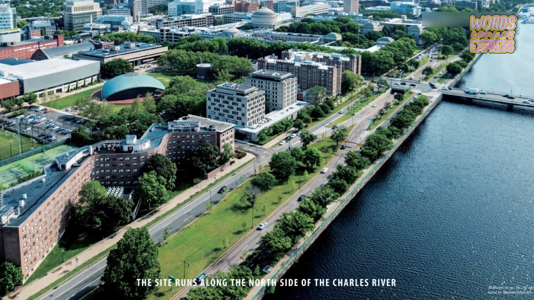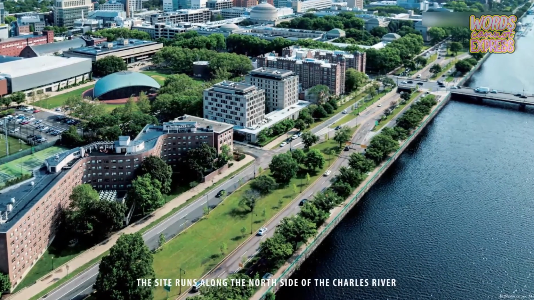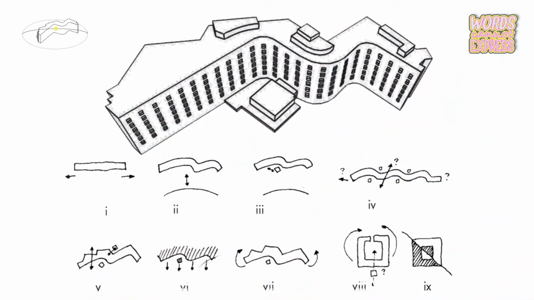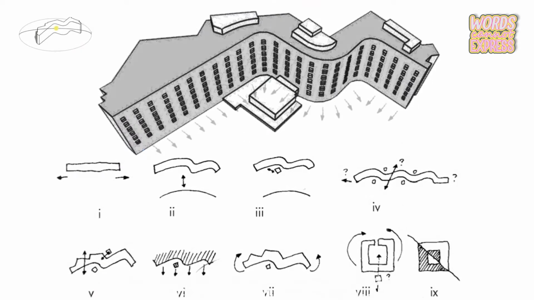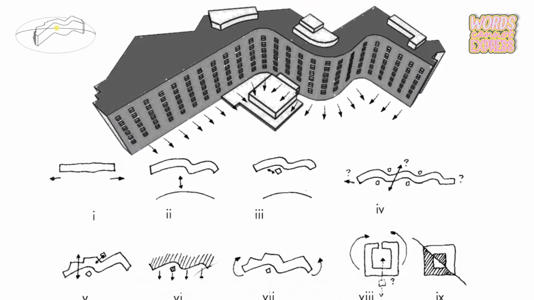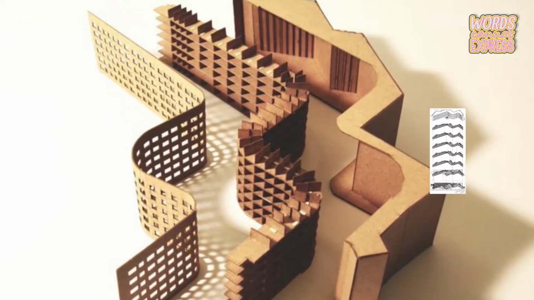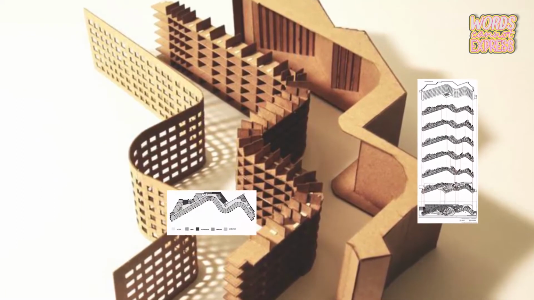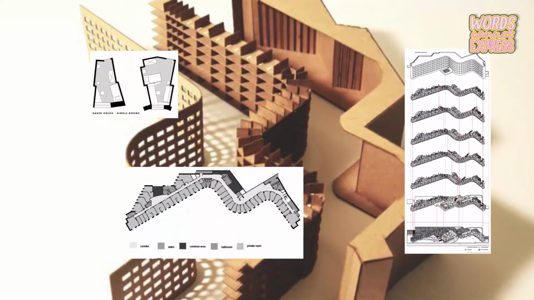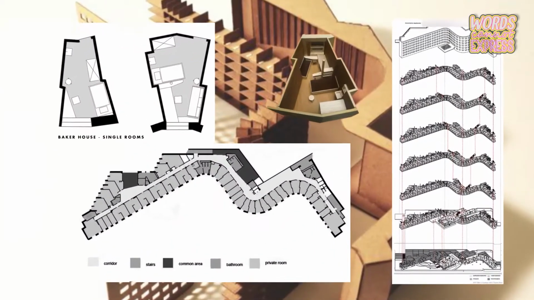The site runs along the north side of the Charles River. And from the very start Aalto's plans seek to find ways of maximizing the view of the river for every student. The form established a wide variety of room shapes, creating 43 rooms and 22 different room shapes per floor.